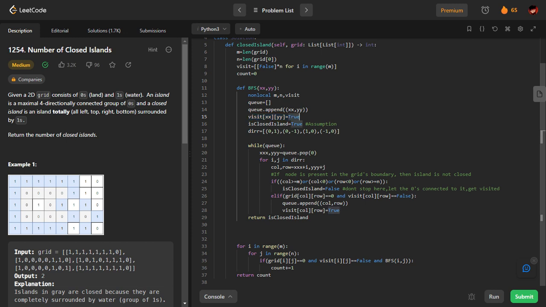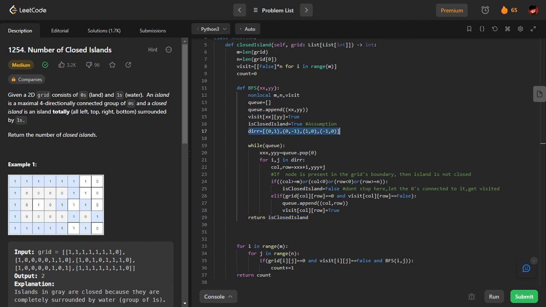So whenever I'm pushing something inside the queue, I am marking it as visited. This is how I mark it: visited of x comma y is equal to true. This is the assumption which I'm making. If it is not true, then I will make it false as well, and finally I will be returning this. The function will return this particular value, which initially is true. If I find it to be false, I will make it false in this part. I will come back to it, and finally this will return out of the BFS function.